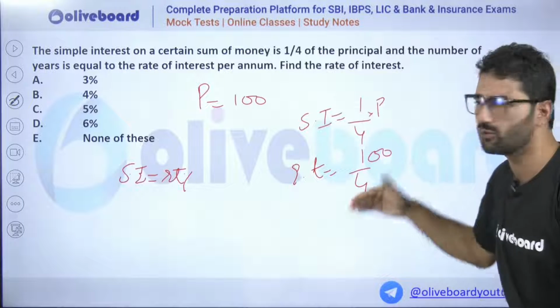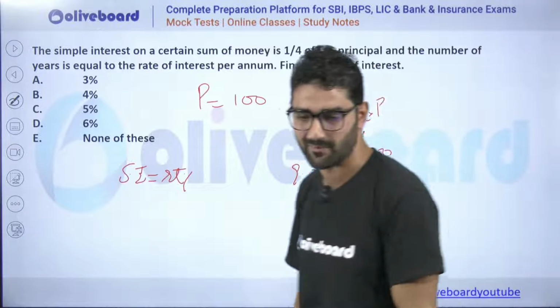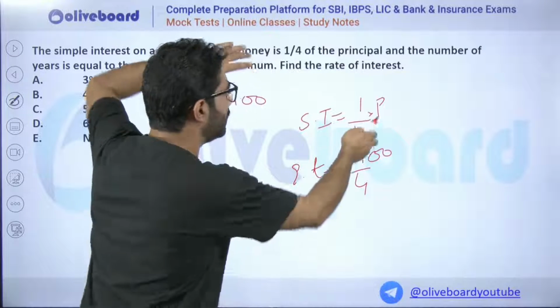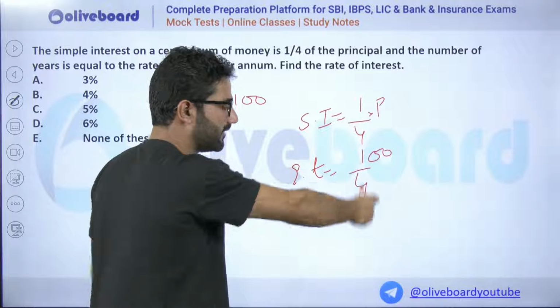100/4, simple. I am just using steps. You don't have to use steps in the exam. आपको ये steps नहीं करने हैं exam में. You have to skip. Obviously you don't have to write this much. You have 100 divided by this.